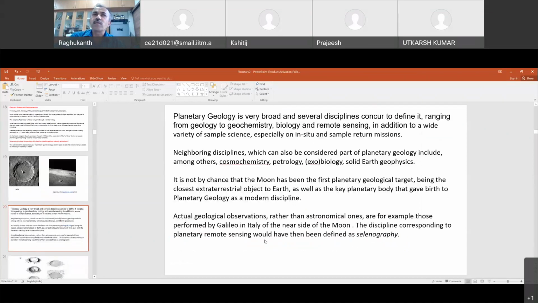Okay, so now this is what we said. Planetary geology is very broad and interdisciplinary, because here geology, geochemistry, biology, and remote sensing, all of those we require data from, and you have to work with all these types of groups. And there are also some more disciplines like cosmochemistry and petrology. What do you mean by petrology? Does any of you have an idea what it does?